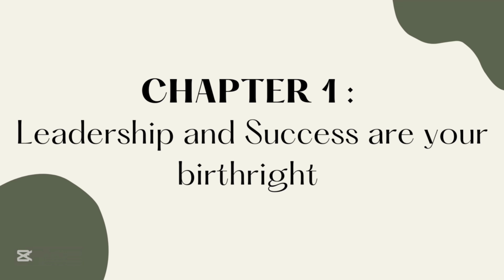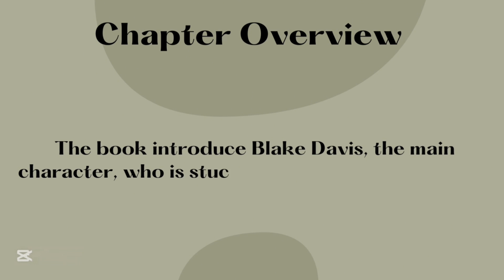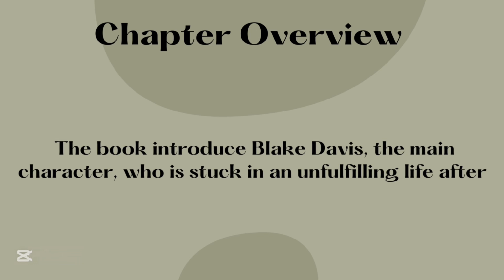Chapter 1. Leadership and success are your birthrights. The book introduced Blake Davis, the main character, who is stuck in an unfulfilling life after the death of his parents. The main idea of this chapter is that everyone is born with the ability to lead, regardless of their title or position. Leadership is not about power, but about influence, responsibility, and continuous improvement. The key lesson of this chapter is that we should stop waiting for a promotion or title and lead wherever we are and focus on being excellent in everything we do. For example, imagine your school cleaner who goes beyond cleaning and motivates people in the school environment. That is leadership without a title.